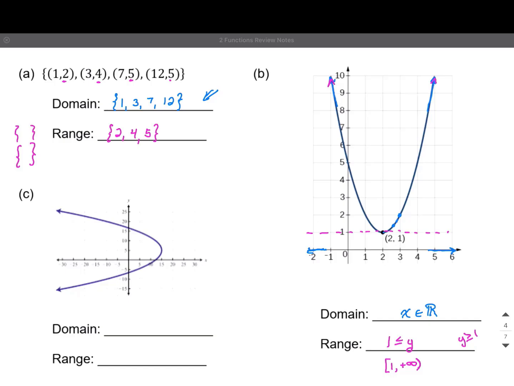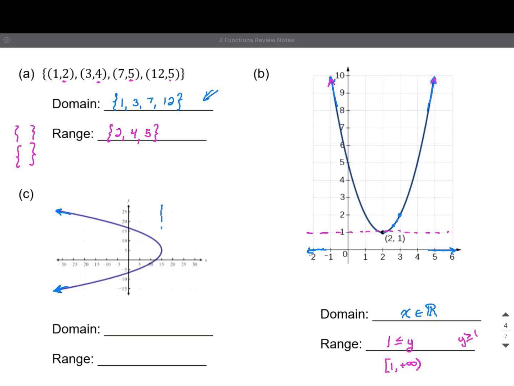All right, let's look at example C. We have another parabola. This time it's a sideways opening parabola. It opens to the left. Our domain is our set of all X values. Now this graph is going forever to the left. Now notice this is not a function. We talked about that before. But the graph is going forever left.